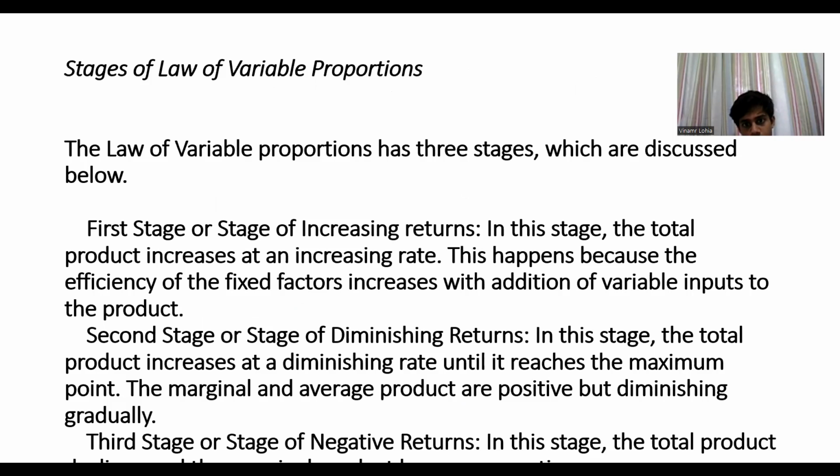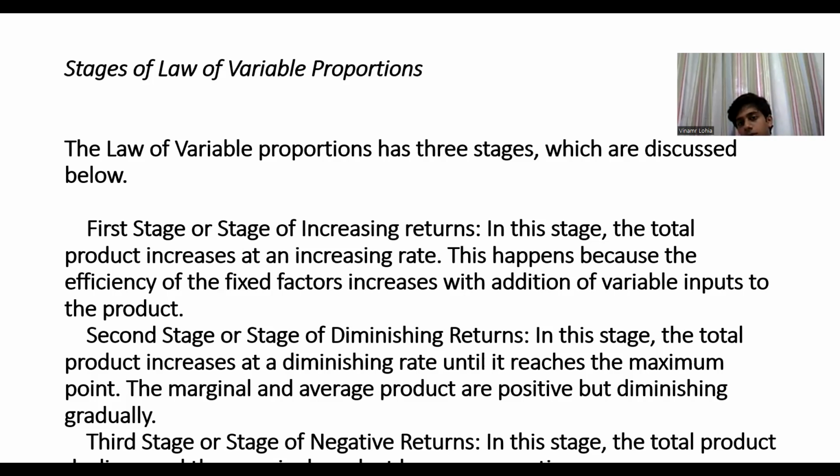We just go through the first stage. In the first stage, the total product increases at an increasing rate. This happens because the efficiency of fixed factors increases with the addition of variable inputs to the product. So what can we say is a fixed factor here? Labor. Okay, fixed factors are labor, land, capital.